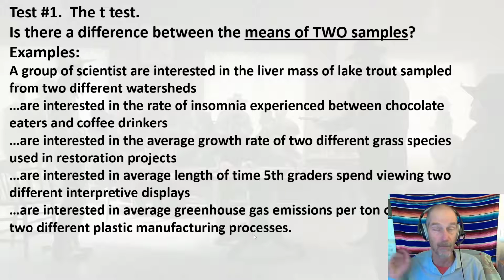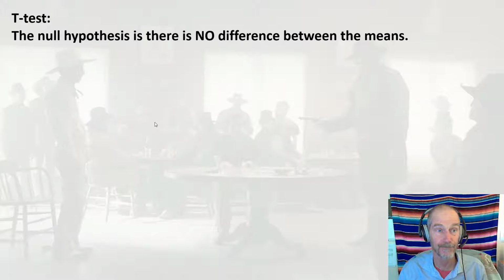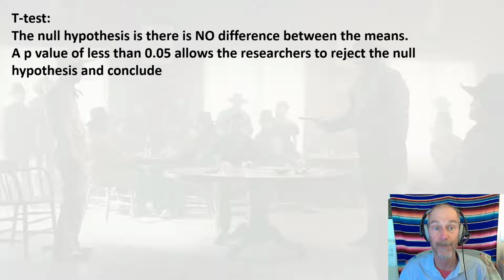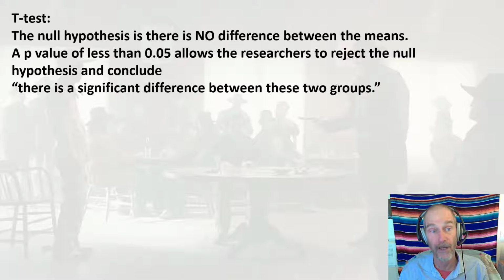And maybe you can take multiple samples of each process and figure out the greenhouse gas emissions. Do a t-test to compare them. Okay, that's the t-test. So the null hypothesis in the t-test is that there's no difference between the means of the two sampled groups. A p-value below 0.05 allows the researchers to reject that null hypothesis and conclude, therefore, there is a significant difference between these two groups. That's exactly the language you should use. That's the t-test.